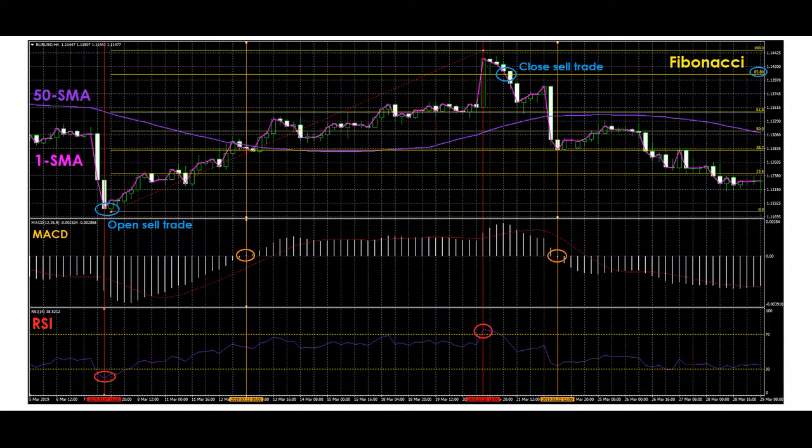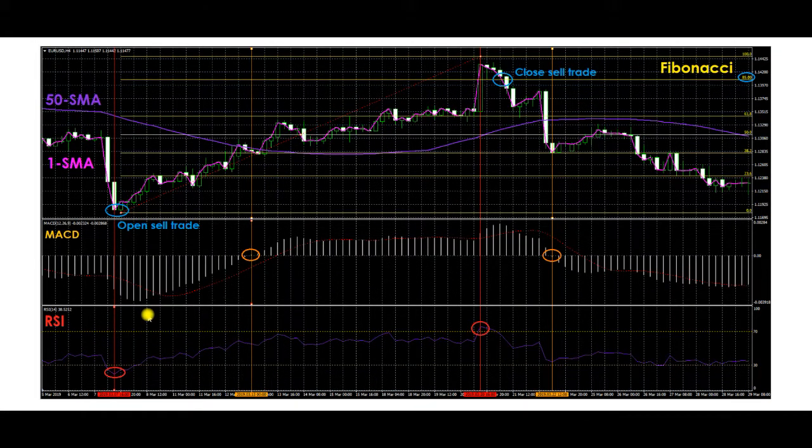To improve the strategy of this EA, I was willing to develop a better strategy that will combine the RSI, the MACD, and the Fibonacci indicators. My idea was to combine the MACD and the RSI indicators to indicate an open sell trade and then to close it based on the Fibonacci value. So let me try to explain.